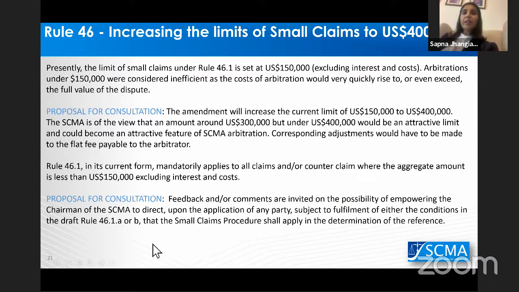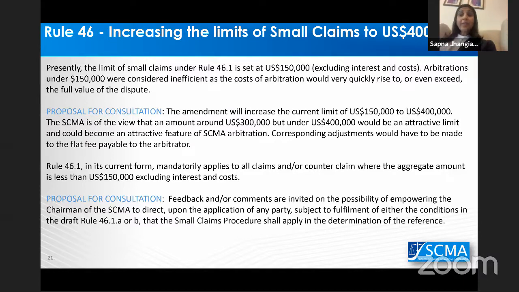So moving on to the small claims procedure. Now, the current limit for small claims under Rule 46 is $150,000 US. And the current position is that the small claims procedure is mandatory for cases below that value threshold, but can be applied for cases above that threshold by agreement of the parties. A possible amendment which has been put forward is to increase the current limit from $150,000 US to $400,000 US, really trying to create a more attractive and user-friendly small claims procedure that really could become a hallmark of SCMA arbitration.